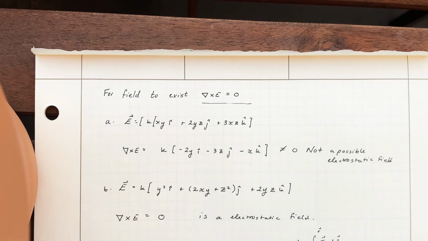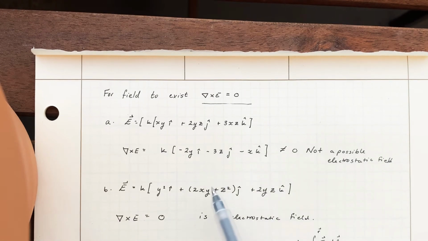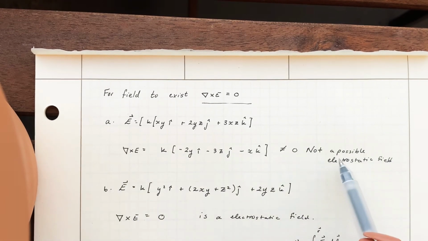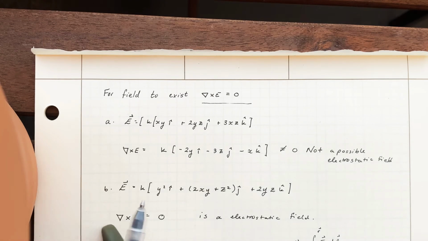So I had question 20, and they asked us to find which one of these is an impossible electrostatic field. What that means is, if you take the curl of an electric field and it equals 0, that means it is possible. So for the first one, the curl is not equal to 0, so it's not possible. And then for the second one, we see that the curl is equal to 0, so it is an electrostatic field.